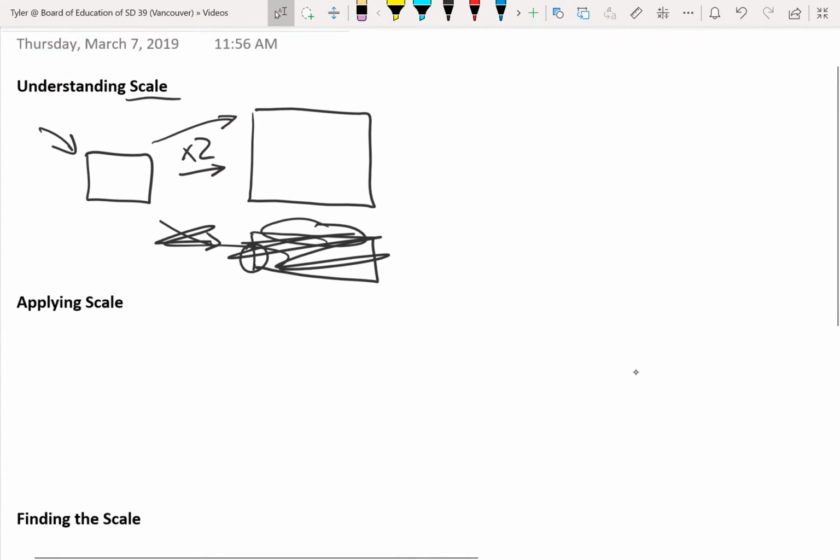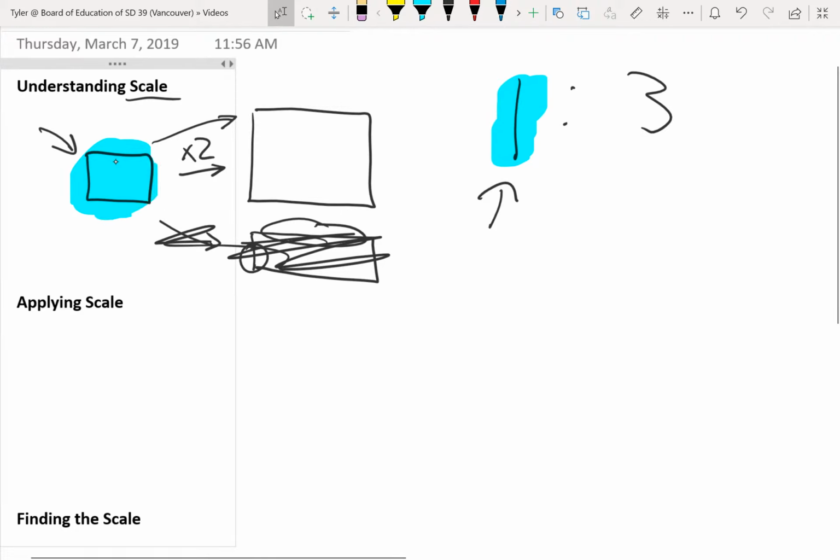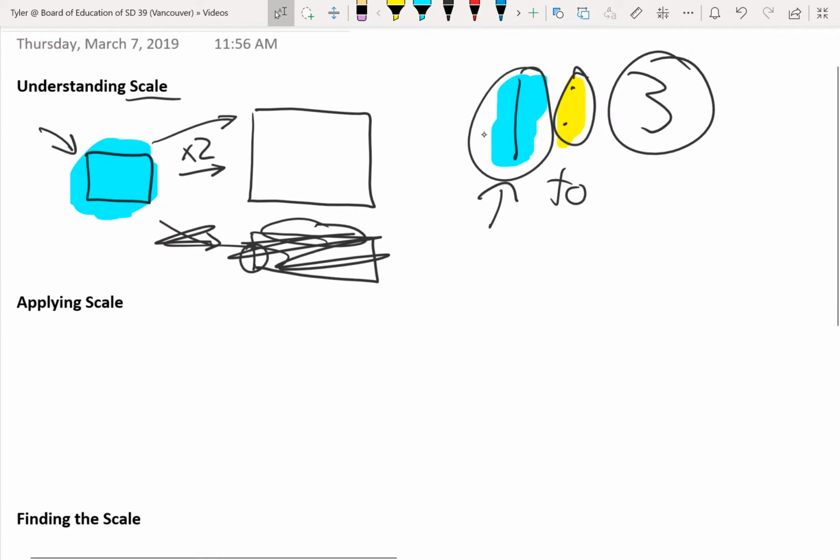We usually write scale using a factor or a ratio like this. The first number, the 1, represents the original shape you had. It means it's 1 times the size, how big it normally is. The way that you say this colon, you pronounce it as "to." So this would be read as the scale of 1 to 3.